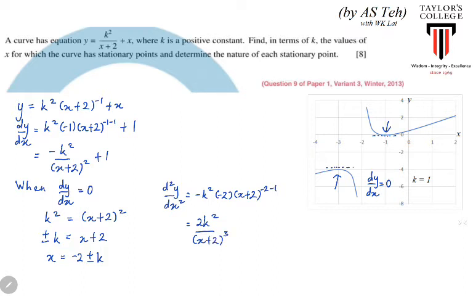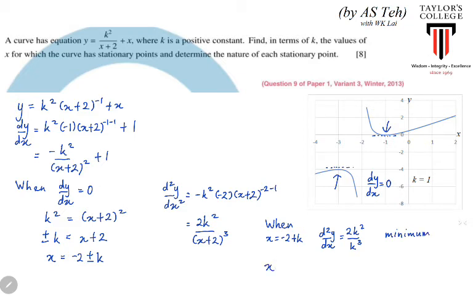So let's look at the two turning points now. When x equals negative 2 plus k, what we attain for the second order differential is 2k squared over k cubed. So we actually have this as a positive value, so this means that at that part of the curve where x equals negative 2 plus k, this will be a minimum.